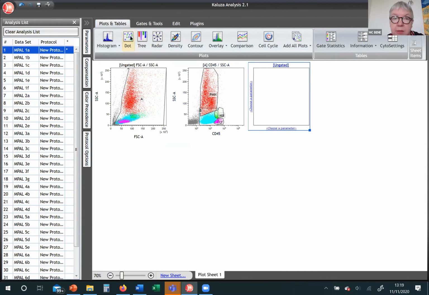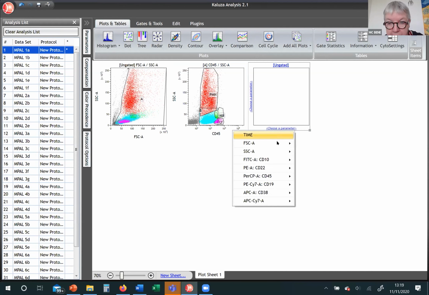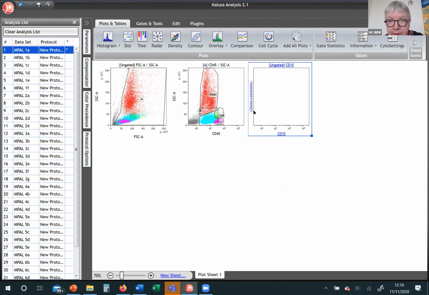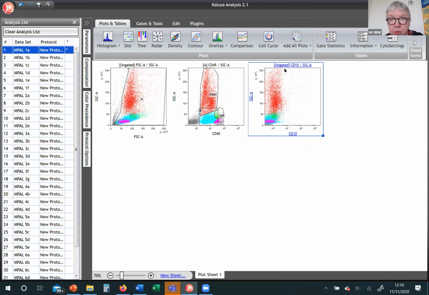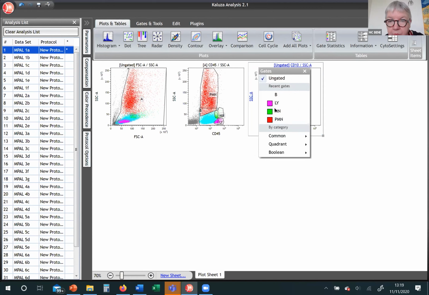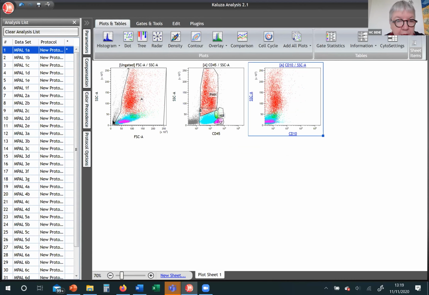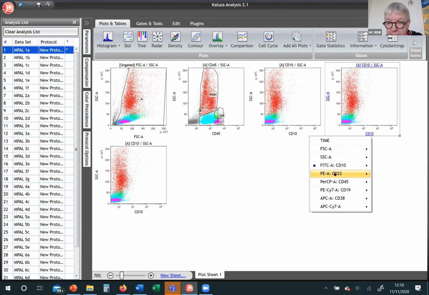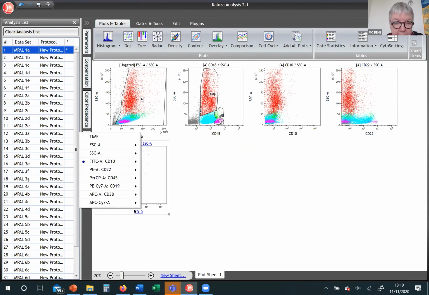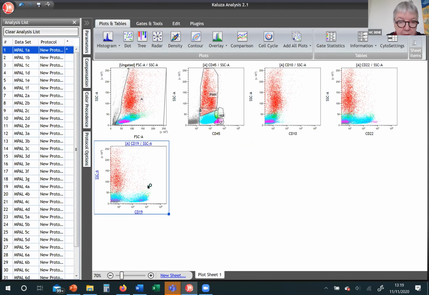And as Michael also showed with his colleague, I like to have each fluorescence against side scatter because it makes it very easy to find out what's going on in your sample. So I'm going to get that on A. Actually, I could remove a little bit of this rubbish here, but that doesn't really matter. And now I'm going to copy this one. So I have CD10 in this tube, I have CD22, I have CD19, and I have CD38.